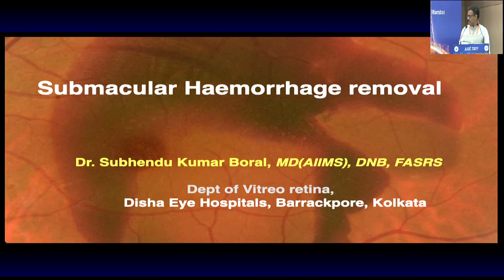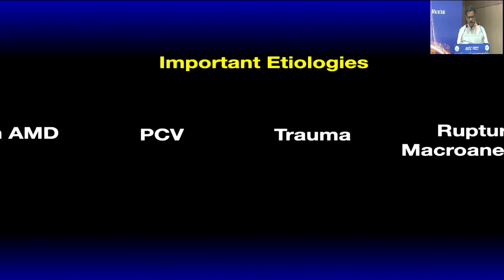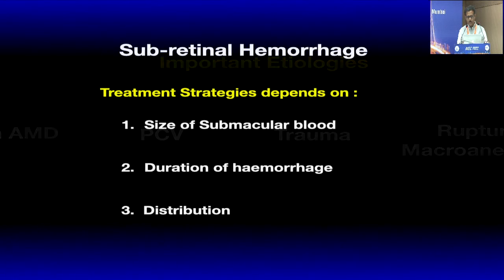Good afternoon, everybody. We'll have the next talk by Dr. Shubhendu Boral on submacular hemorrhage. Submacular hemorrhage has a lot of dilemmas and a lot of permutations and combinations of treatment. We should know the important etiologies: neovascular AMD, PCV, trauma, and ruptured macroaneurysm. There are four principal causes.